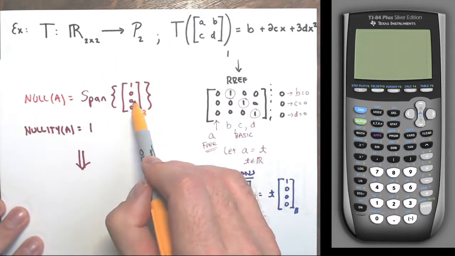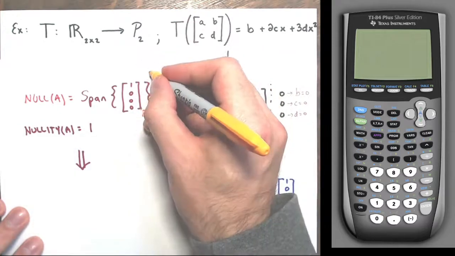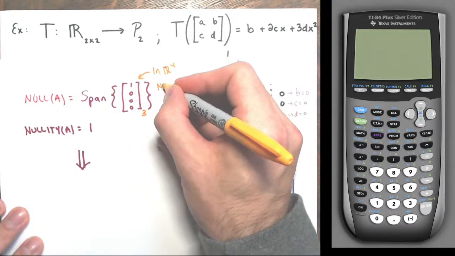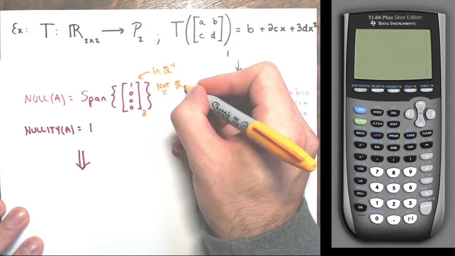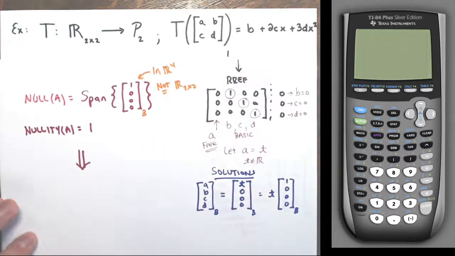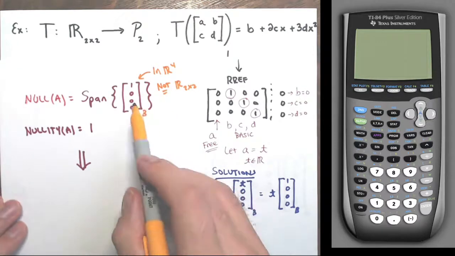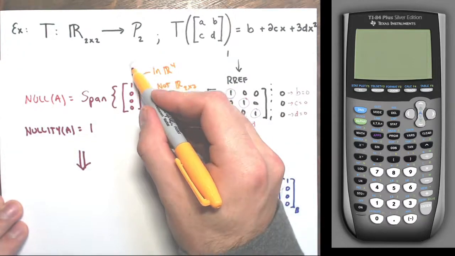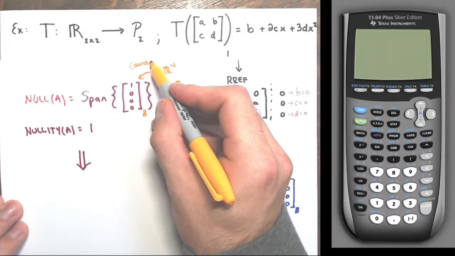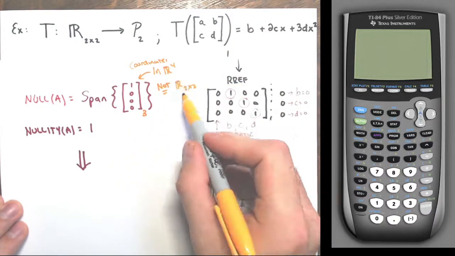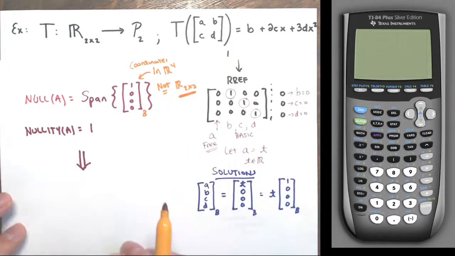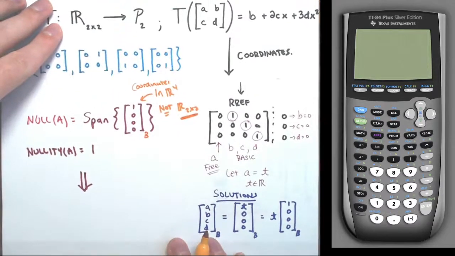1, 0, 0, 0 is in R4. This is in R4, not R2 by 2. But I can translate it. These are the coordinates in R4. I should say the coordinates in R4, but they're not a vector in R2 by 2. But what I do is just translate back. Remember the standard basis for R2 by 2 was this thing?